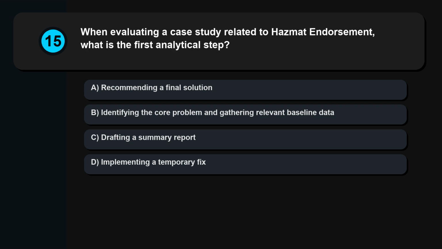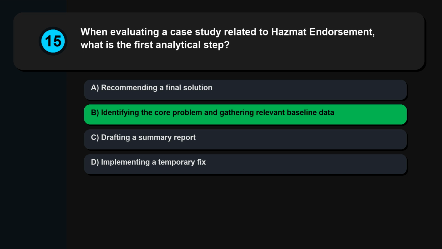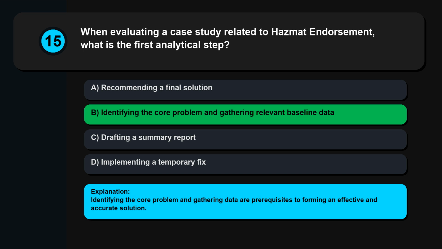Question 15. When evaluating a case study related to Hazmat endorsement, what is the first analytical step? Recommending a final solution, identifying the core problem and gathering relevant baseline data, drafting a summary report, implementing a temporary fix. Identifying the core problem and gathering data are prerequisites to forming an effective and accurate solution.